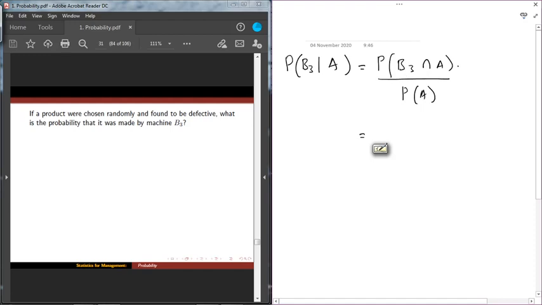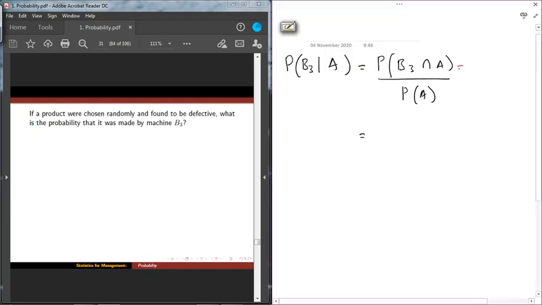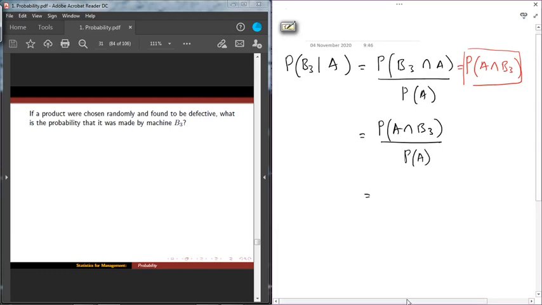This part here, I can write it as A and B3. So this one I can write like this, and from our information we do have this information, A, B3, and you can find the rest.